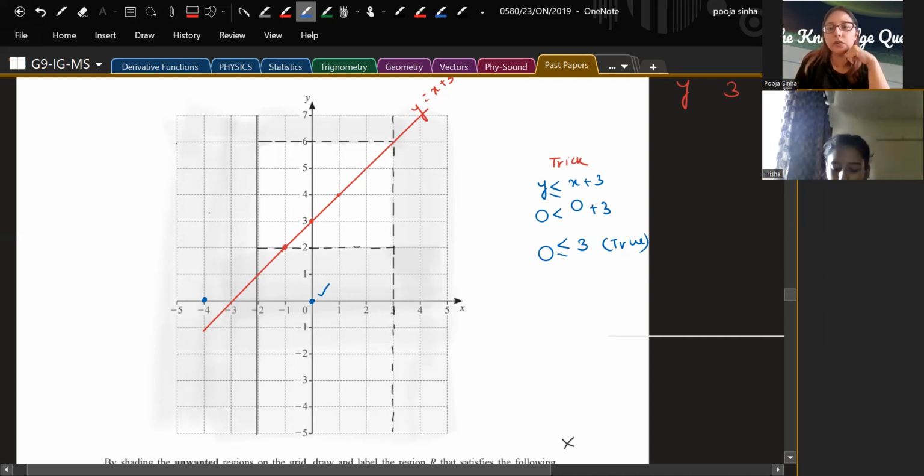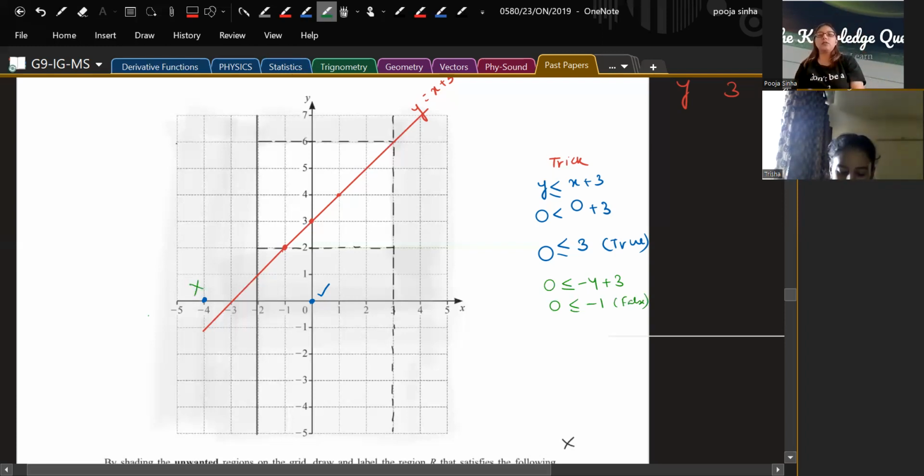I'm going to do the same thing now with the other number. For this point, is 0 less than or equal to minus 4 plus 3? Because that x value is minus 4. So 0 is less than or equal to minus 1. Is that true? No. This is false. So for this region, it's coming out to be false, right? So I checked 2 of them. You don't have to check both. I'm just giving you the trick. So I'm checking both. Once it is done, I know what is my wanted region.